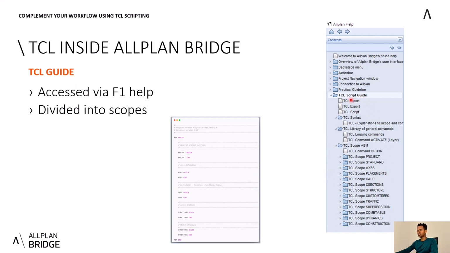The guide is actually divided into a set of scopes, so you can have scope ABM, scope project, standard, and so on. For example, for cross sections, we have TCL scope cross sections. The advantage is to easily navigate through different scopes, so you don't necessarily need to go through projects to do something with the cross sections. You can just come here, read what you want to do, and execute that.